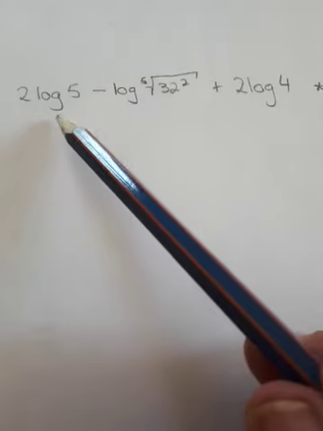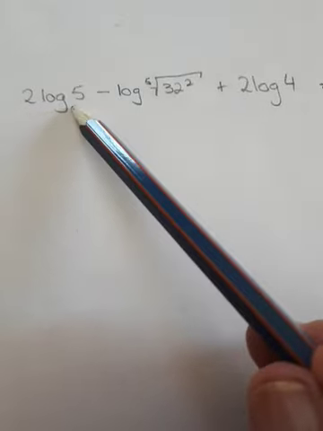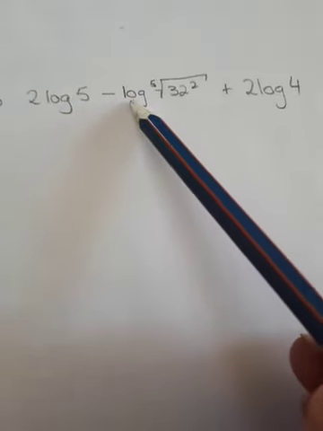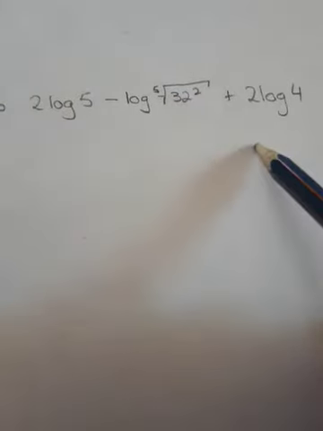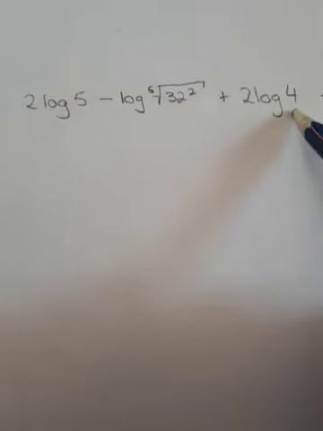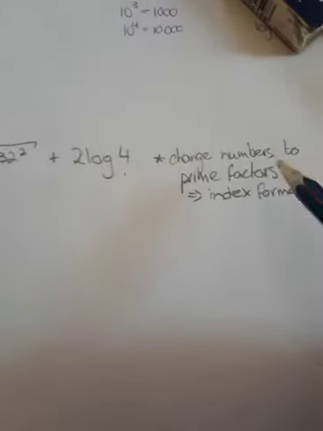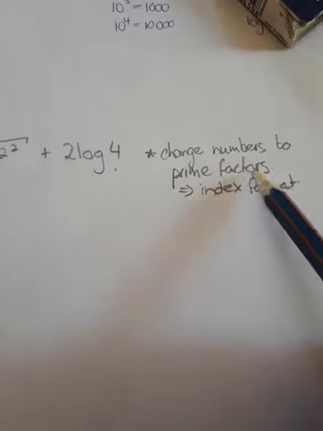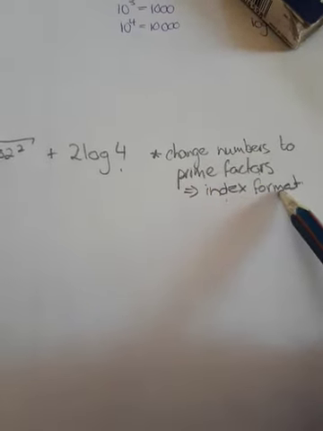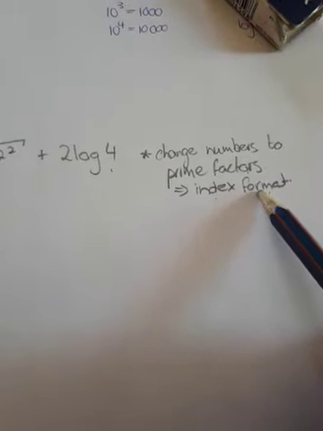In the next example, this looks really quite complicated. You've got 2 log 5 minus log the 5th root of 32 squared plus 2 log 4. So very important, people, is that in step 1 we will change all the whole numbers to their prime factors so that we can get them into index format, because remember, there is a power law.